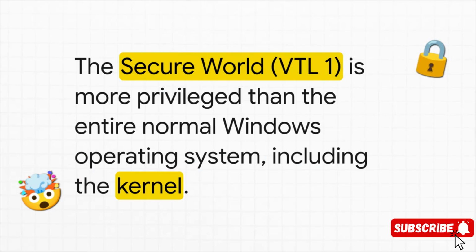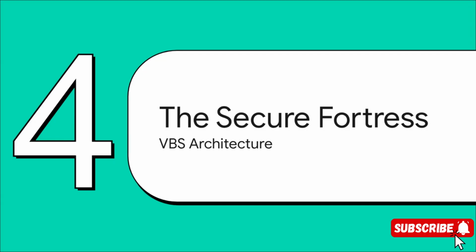Now, let this sink in, because this changes everything. The secure world, VTL 1, is more privileged than the entire normal Windows operating system. That means even the all-powerful Windows kernel running in VTL 0 has no power here. It literally cannot see or interfere with what's happening inside VTL 1. The hypervisor makes sure of that. So what exactly is in this secure fortress? What's running in this super privileged VTL 1?